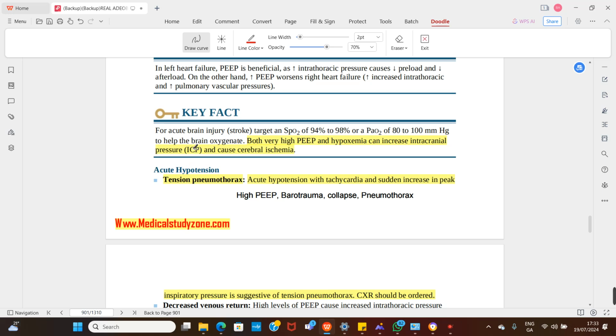So the more your intracranial pressure, the more the pressure that will be compressing on the vessels. So you are going to have cerebral ischemia. That's why you don't want to increase intracranial pressure too much, because the pressure can actually compress on the vessels and cause cerebral ischemia.